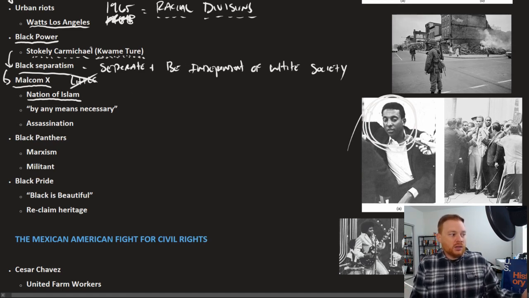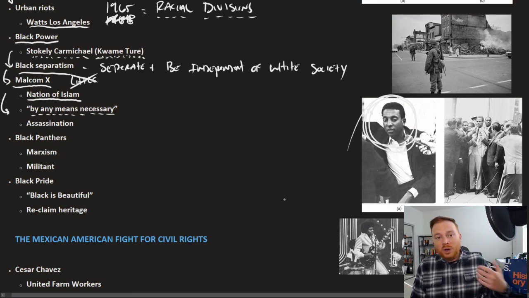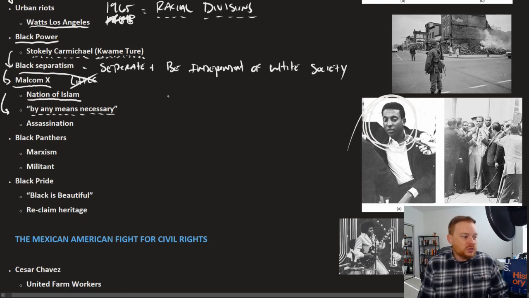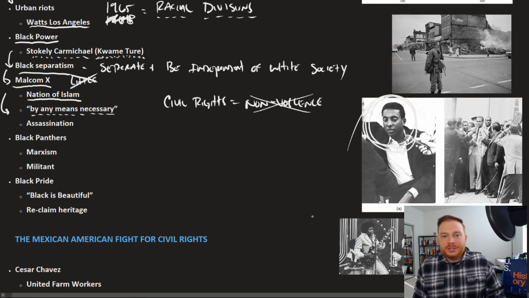So a lot of people fell under this umbrella of Black Power, Black separatism. The slogan for the Black Power movement was "by any means necessary," which was a lot different than what the Civil Rights movement had advocated. Civil rights, which was advocated by Martin Luther King Jr., really committed themselves to nonviolence. By any means necessary means, use violence if you have to. Malcolm X himself was pretty vocally in support of Black separatism.